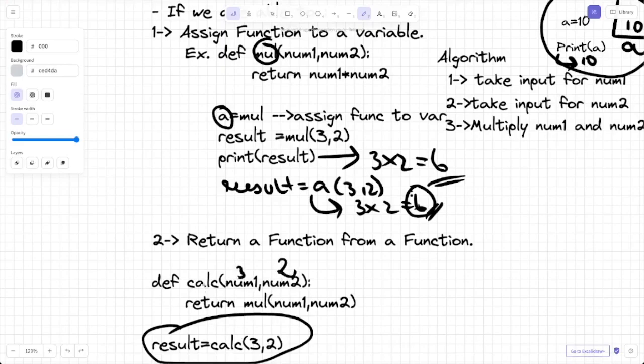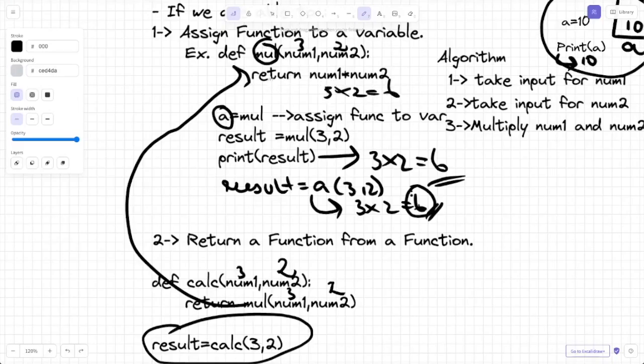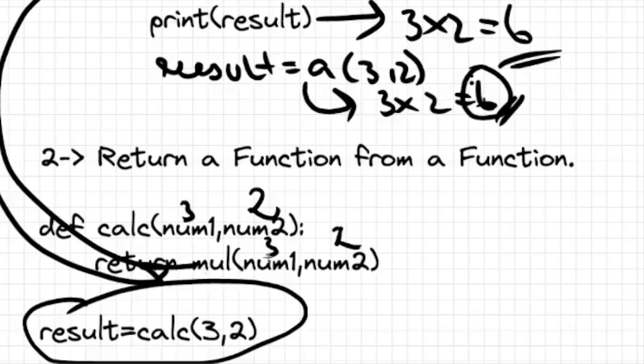Now, calc returns mul of num1 and num2, that is 3 comma 2. This mul is called here, and it makes a call to the original function, that is mul of num1 and num2. In this function, 3 comma 2 is passed, and then we return 3 into 2, that is 6. So 6 is returned back here.